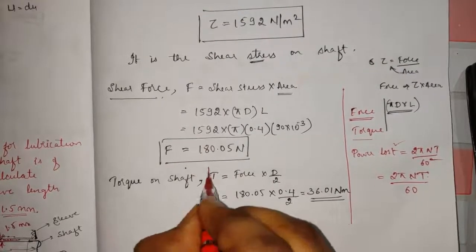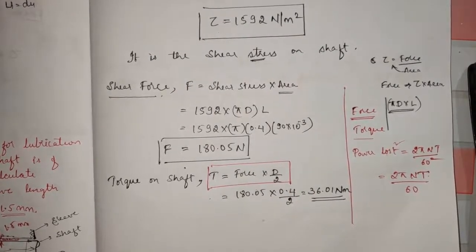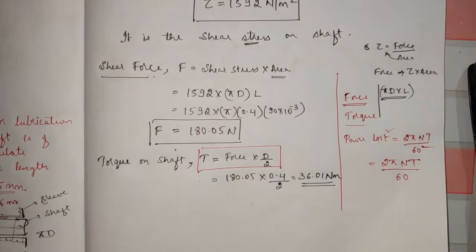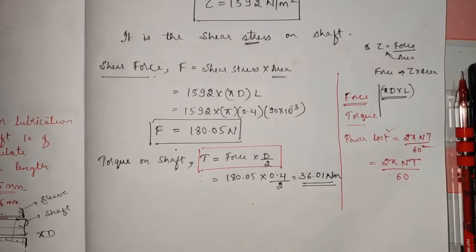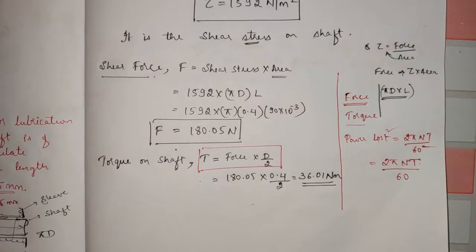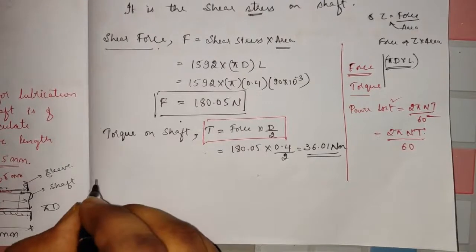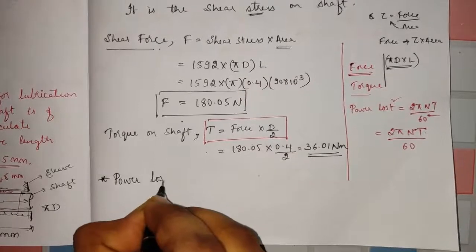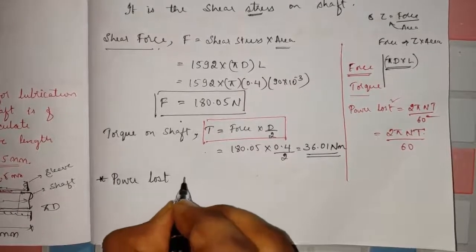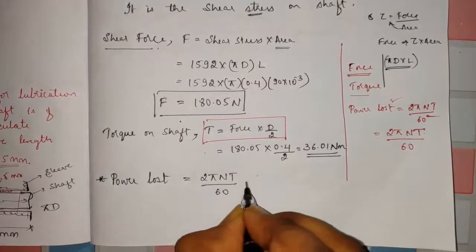Remember this, the torque is equal to force into distance. Theoretically it is the half distance, but here directly remember the value of torque is force into d by 2. 180 into 0.4 by 2, that is 36.01. Now the main concept which the problem was framed for, to find what? To find the power lost. Power lost I will calculate. That is nothing but 2 pi nT by 60.